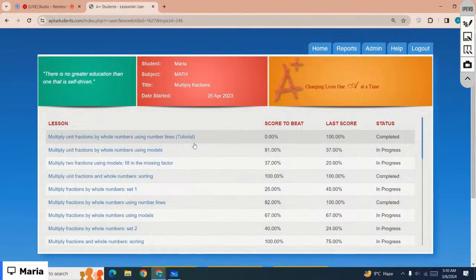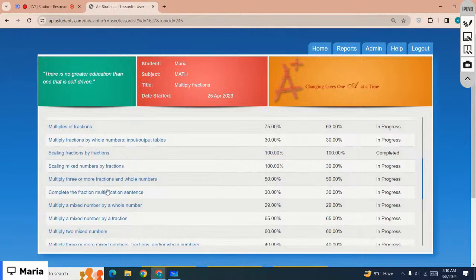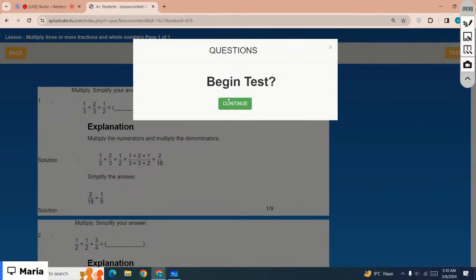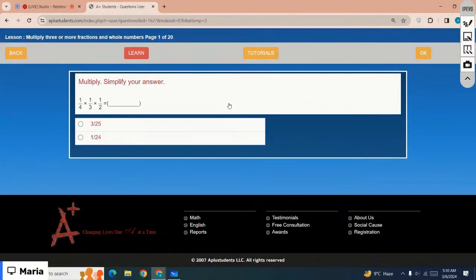Okay, the next lesson is multiply three or more fractions in whole numbers. So let's just start with the test questions. You have to multiply three or more fractions. So how do we multiply three or more fractions? Multiplying fraction is very easy. You simply have to multiply all the numerators and all the denominators, right?